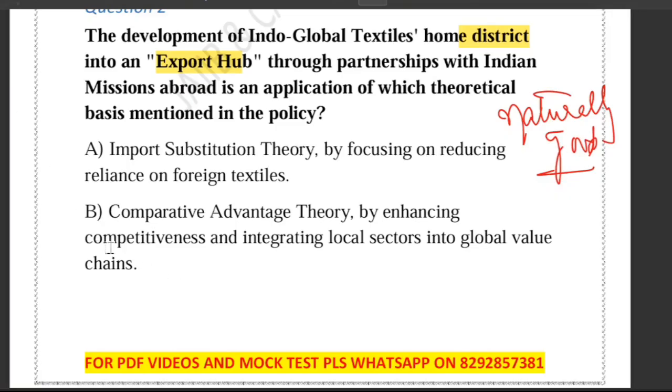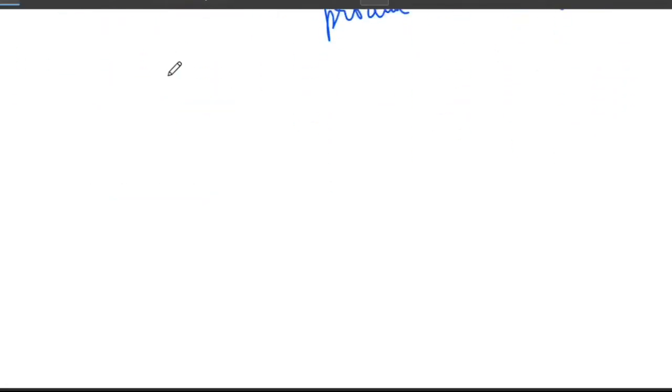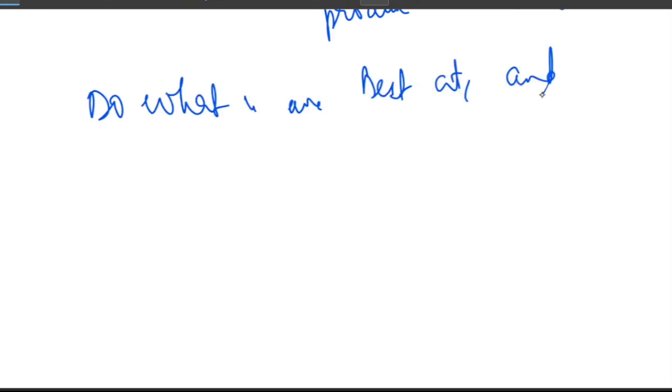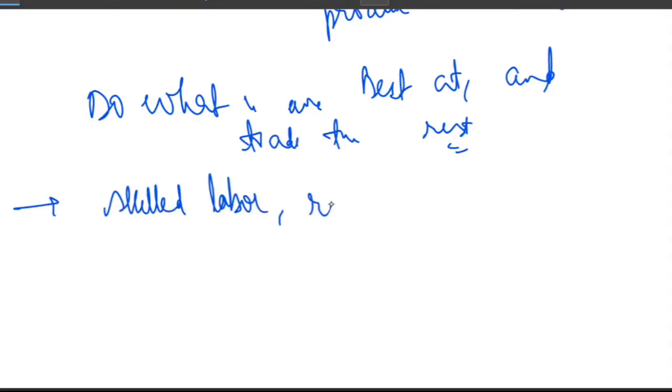Let's understand this in a very simple way. Comparative advantage says: do what you are best at and trade the rest. That is what it says. Every region has some natural strength. Some places have skilled labor, some have raw material, some have traditional craft skill, and some have climate suitable for a certain crop.